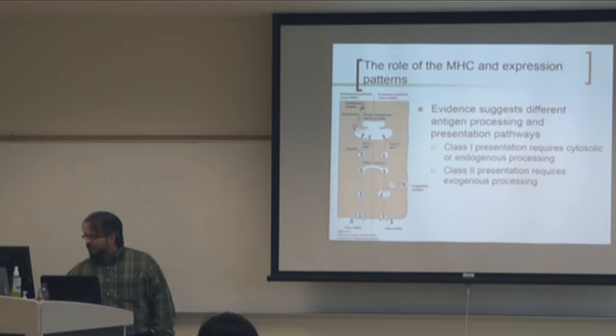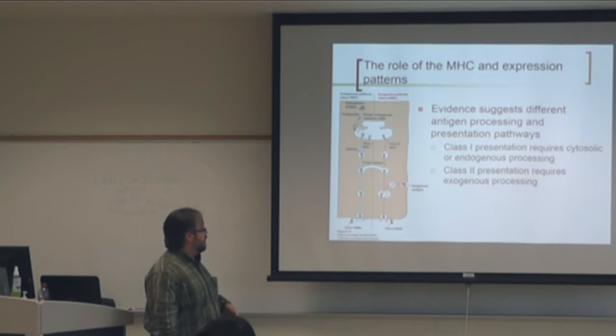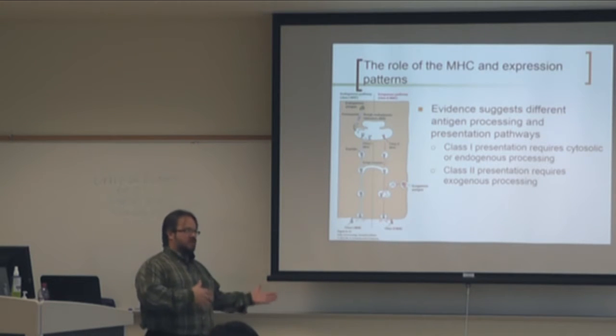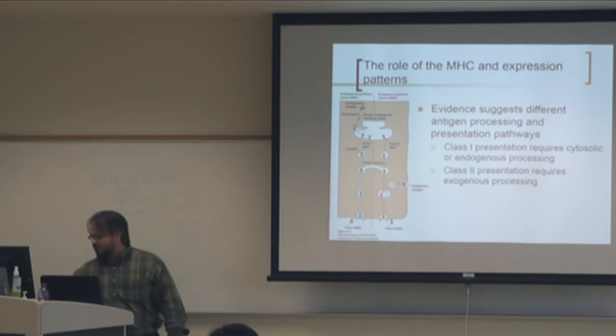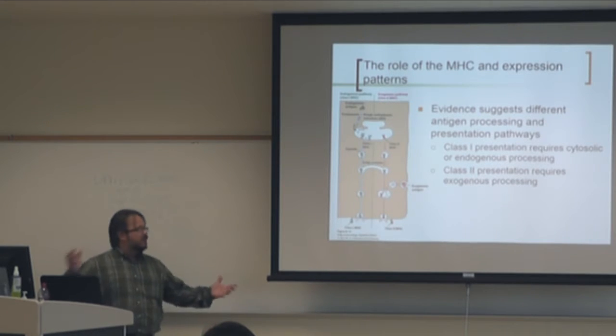So there's different antigen processing and presentation pathways for class 1 and class 2, and that allows them to present either endogenous mostly or exogenous antigen. And so just in a nutshell, class 1 molecules will be made into the ER, in the endoplasmic reticulum, rough ER, and they will basically be kind of naked.